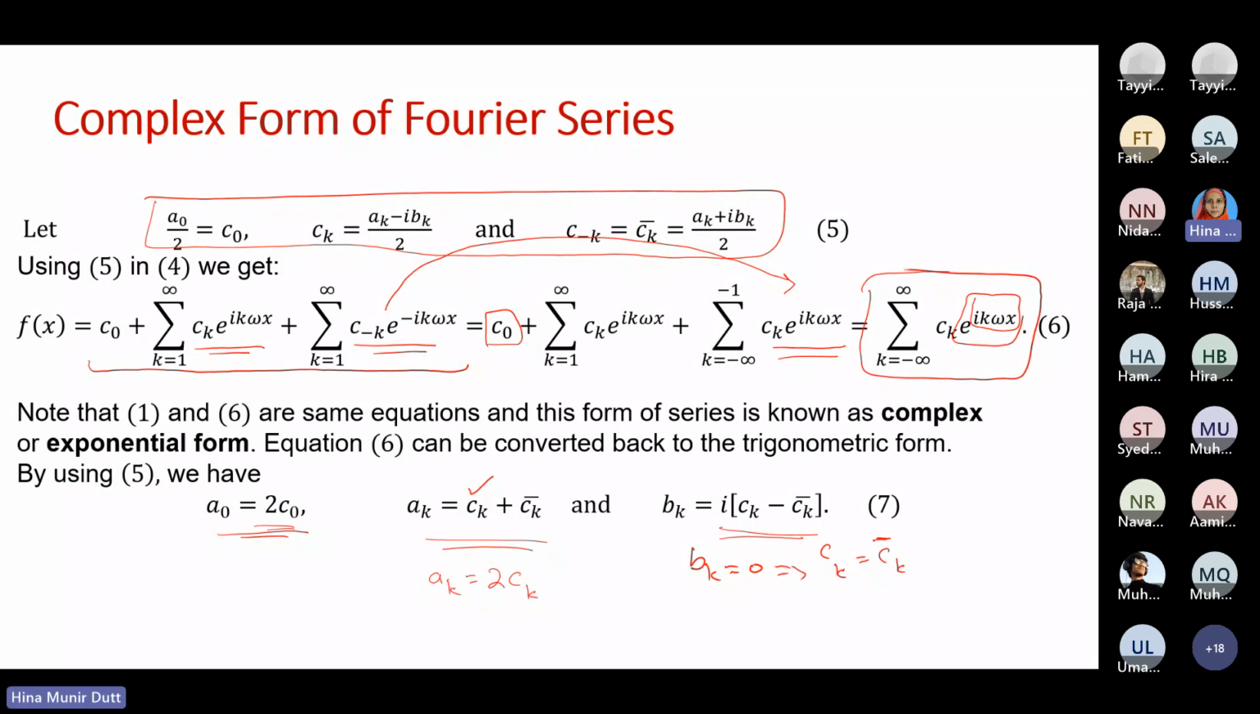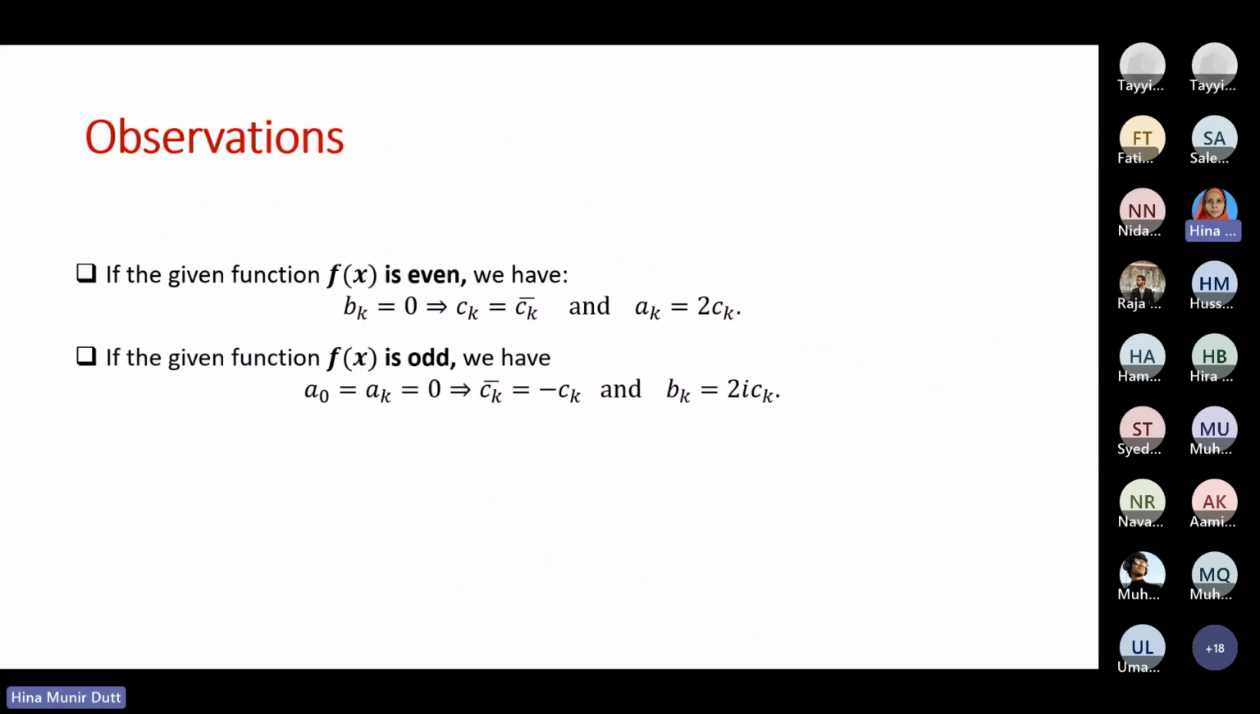And if this AK is equal to 0, it means that CK is equal to minus CK conjugate, that is, CK is pure imaginary, and from here when you substitute, you will get 2 iota CK. That is, you have two forms: BK is 0 when the function is even, and CK is equal to CK conjugate, and you have AK is equal to 2 times CK. And if the function is odd, then A naught and AK are zeros, and CK conjugate is equal to minus CK, and BK is equal to 2 iota CK.